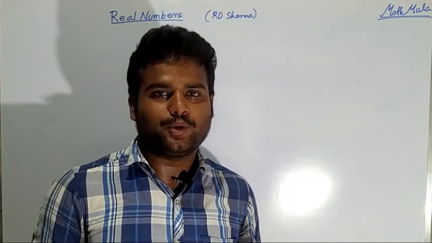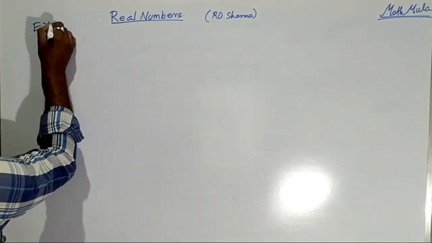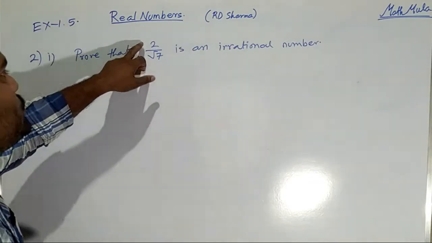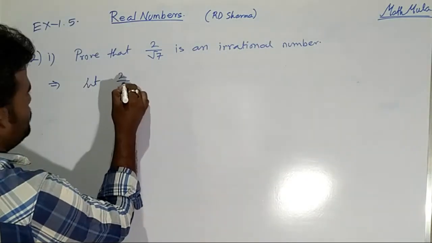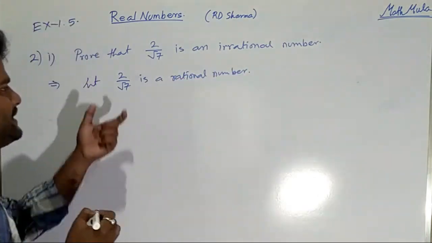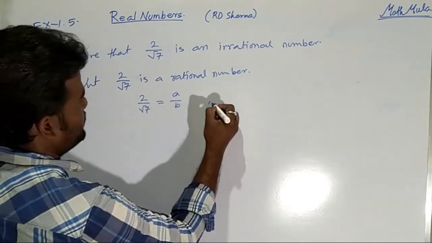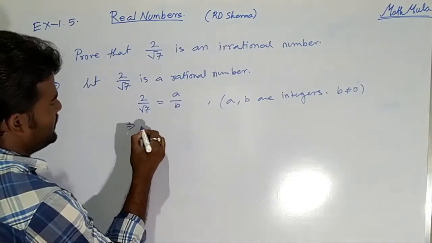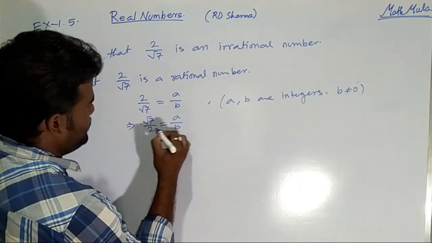Now we solve some important sums from the book R.D. Sharma, exercise 1.5, sum number 2 part 1. Prove that 2 by root 7 is an irrational number. Let 2 by root 7 be a rational number. That means it can be written in the form a by b, where a and b are integers and b not equal to 0. Then we can write 2 by root 7 is equal to a by b, so root 7 by 2 is equal to b by a.